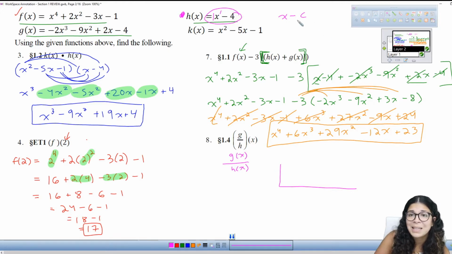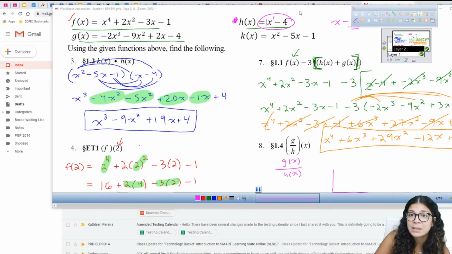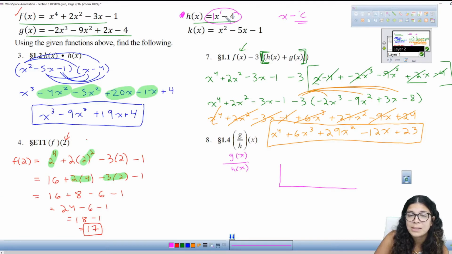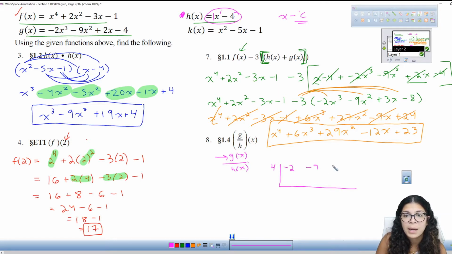So remember, c is the opposite of what you see because it's minus c, so you change the sign, right? So I see minus 4, so that's actually positive 4. And then for my numerator, I just need the coefficients. Now, if there were any missing terms, I do need to put a 0 for a placeholder, but I don't have that here. So my coefficients are negative 2, negative 9, 2, and negative 4. Bring down your first term, then you multiply 4 times negative 2. That next one is negative 8, and then we add vertically. Negative 9 plus negative 8 is negative 17.